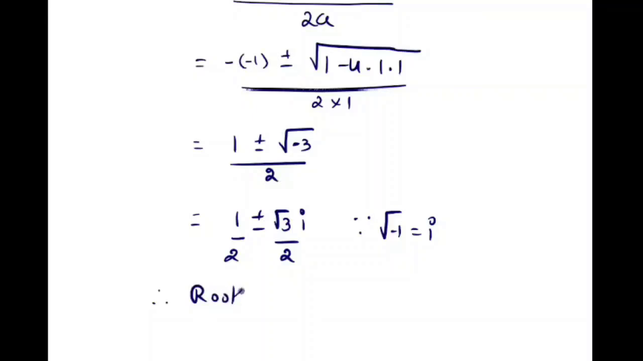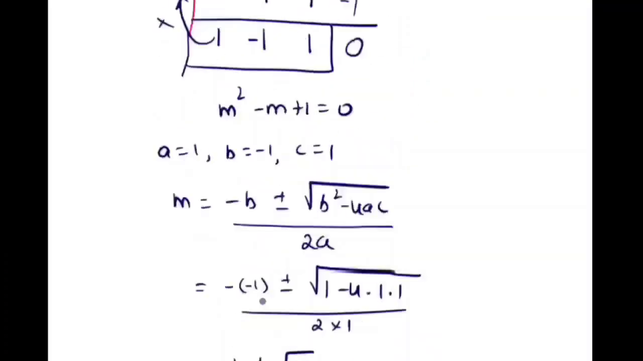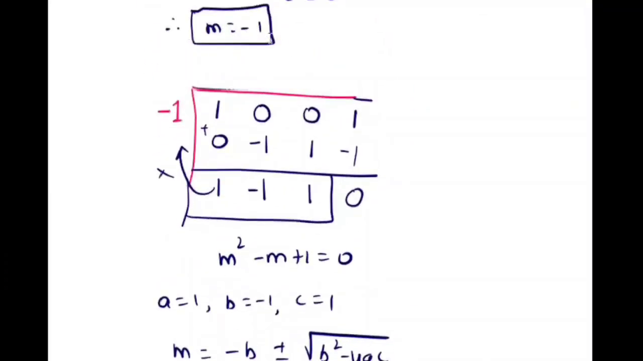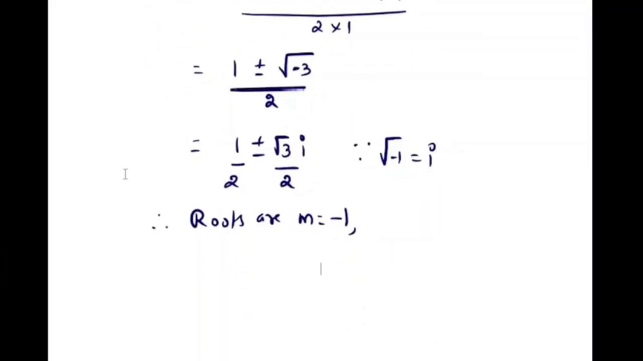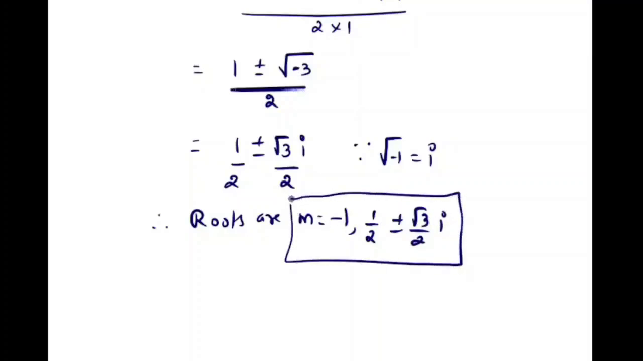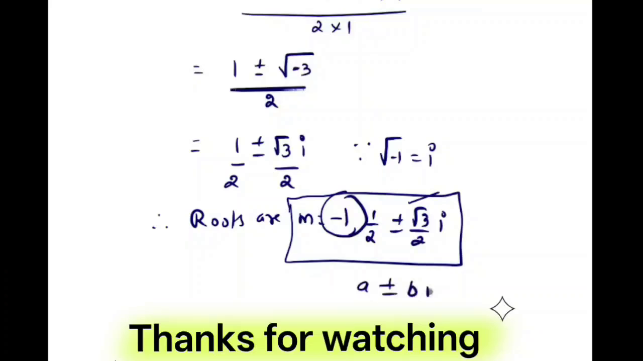Therefore the roots are: m equals minus 1 as the initial root, and the next roots are 1 by 2 plus or minus root 3 by 2 i. So these are our roots. And what kind of roots are these? The first one is real and distinct, and the second is a complex number. The form of a complex number is a plus or minus bi. So this is your a and this is your b.